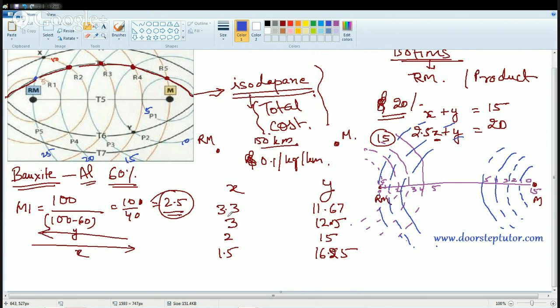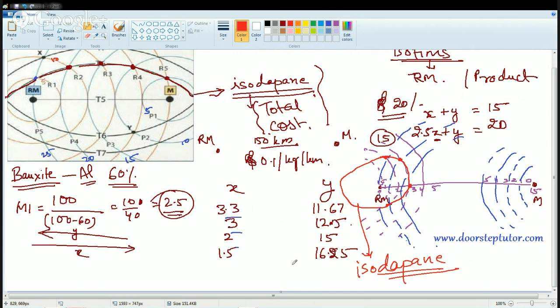So I'll try to substitute and check these values. Wherever 3.3 is meeting with 11.6, that would be the first point on the graph. Then I have 3 and 12.5. So this is the 3 line, and this is say the line of 12. This is my second point. I have 2 here, and this is the line of 15 that is crossing it. So this is my next point, and again it's the same point here. So what I'm trying to do is, this whole graph would be the isodapane.